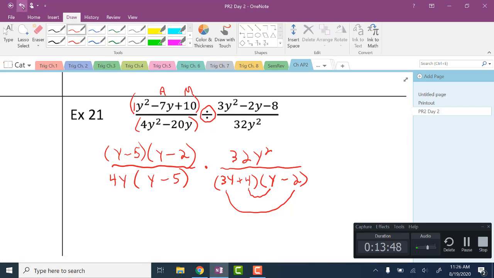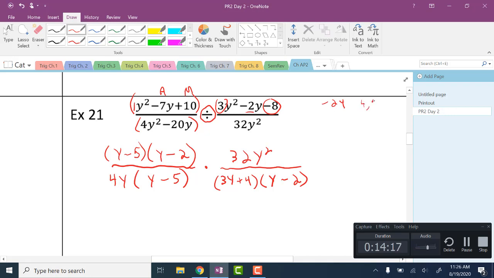So that is the correct factorization. I'm taking a lot of time on this one, and that's okay. The other way you may have learned is you take 3 times negative 8 and you get negative 24. And then you have to find out what two numbers multiply to negative 24 and still add to negative 2. And the answer to that is 4 times negative 6.